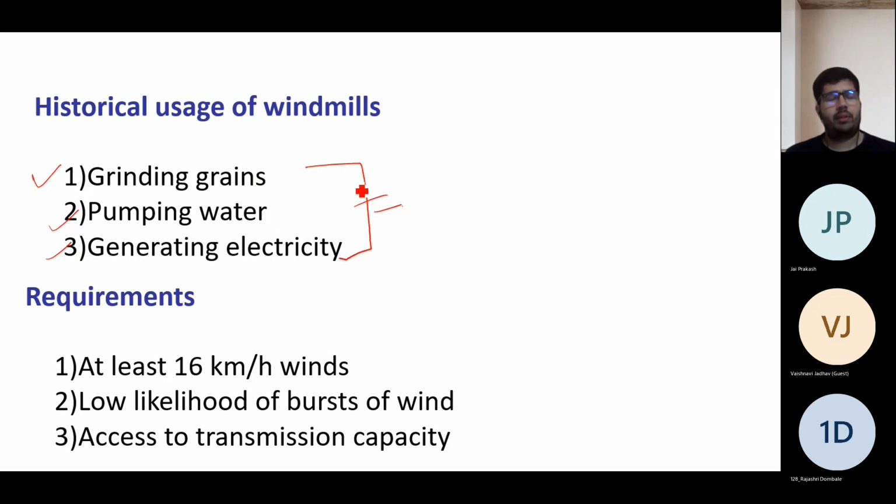Now, what are the requirements for wind energy? The first requirement is that we need at least 16 kilometers per hour of wind speed. If you want to generate electricity or take power from windmills, the wind velocity should be at least 16 kilometers per hour. The other requirements are a low likelihood of bursts of wind and access to transmission capacity. So if these three requirements are fulfilled, then we can install a windmill and get the power.